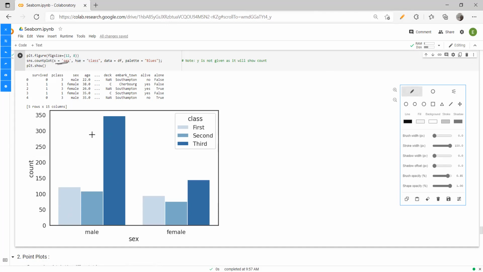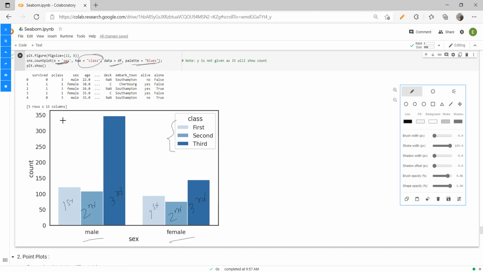So you are plotting x-axis as sex. So you are having male and female. Hue is the class. So for each male as well as female, you are having first class, second class, and third class that you can see from the colors over here, from the legend over here. First class, second class, and third class. So this is what I have. Data is coming from a data frame, and I'm using a blue color for it.